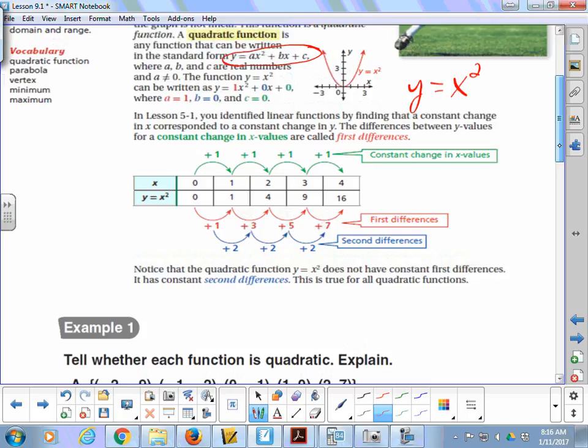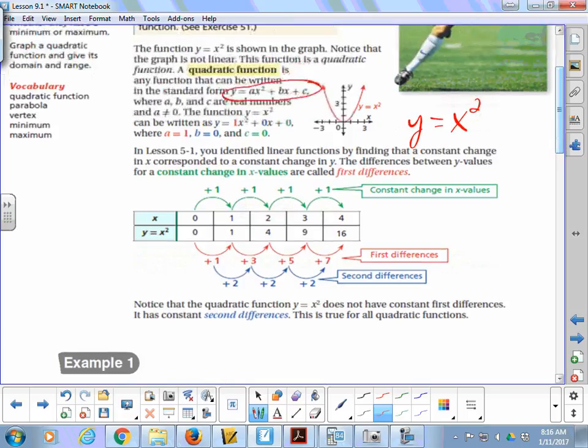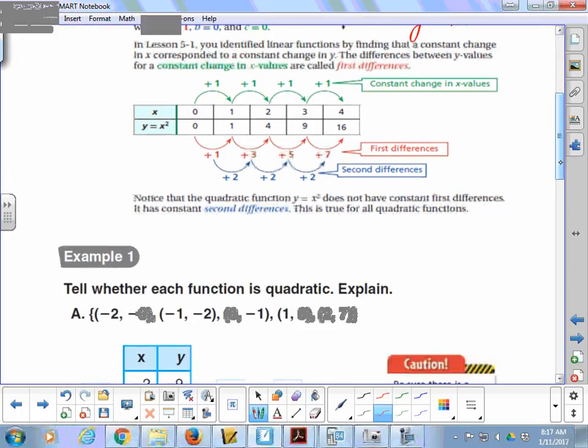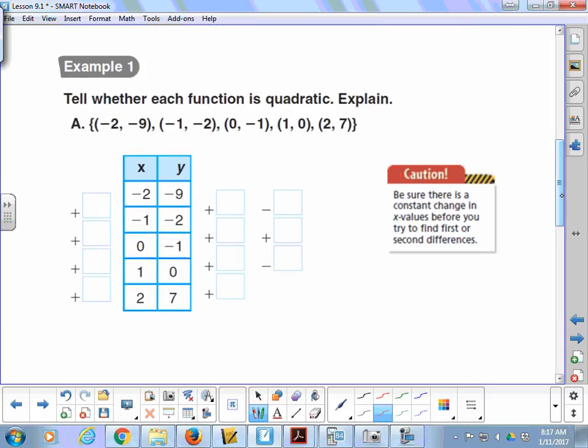So we're looking for two things. When we have an equation, can it be written in the form y equals ax squared plus bx plus c? If it's a set of points, when I find the first and second differences, are the second differences the same? So we're going to look at the set of points first. Here we've got these points: (-2, -9), (-1, -2), (0, -1), (1, 0), and (2, 7). We want to find out if these represent a quadratic.